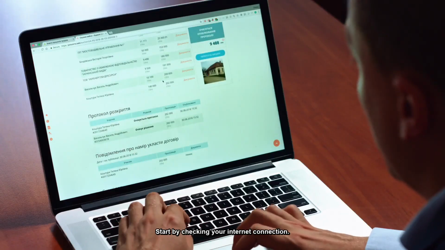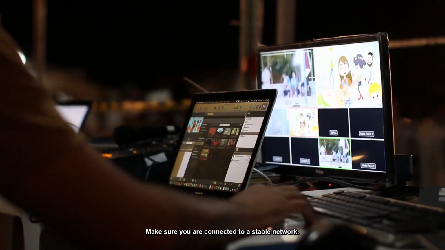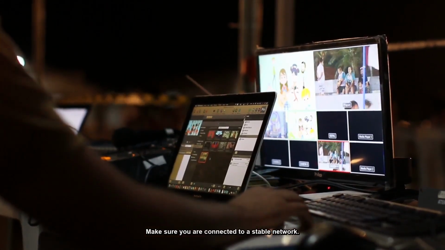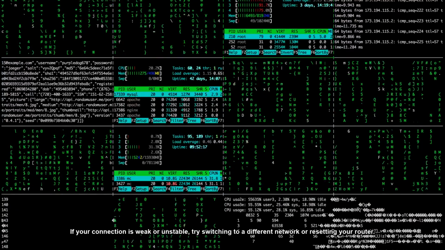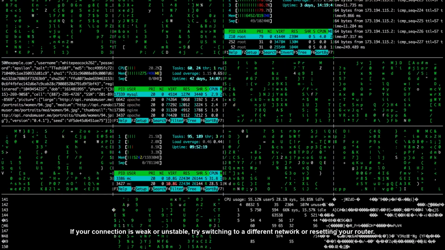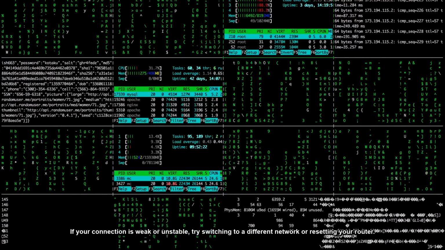Start by checking your internet connection. Make sure you are connected to a stable network. If your connection is weak or unstable, try switching to a different network or resetting your router.